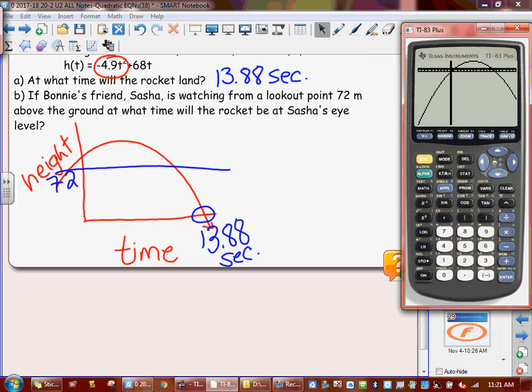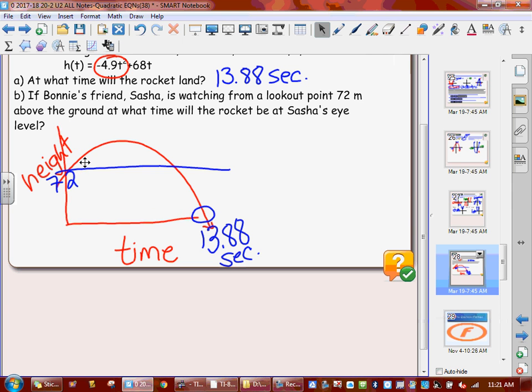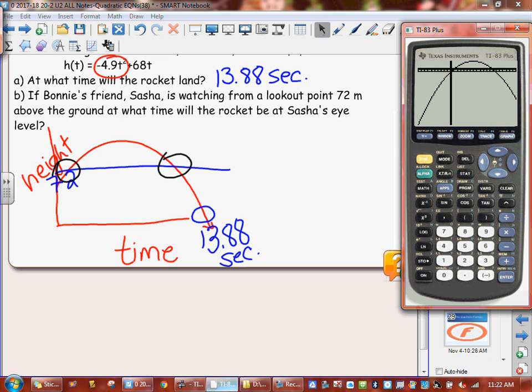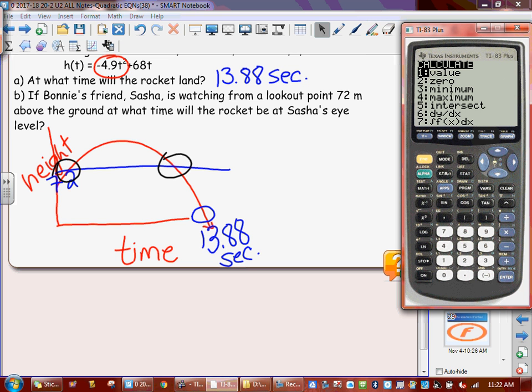The rocket will be at her eyesight over here and over here. So we're finding 2 numbers. Not just 1, 2 numbers. So we go back to our calculator. We're finding that number on the left and the number on the right. And we're doing the exact same thing. It's all number 5. So second trace, number 5 intercept. And now we're going to move our cursor to the left to find the left one, just over closer to the left. We're going to hit enter 3 times.